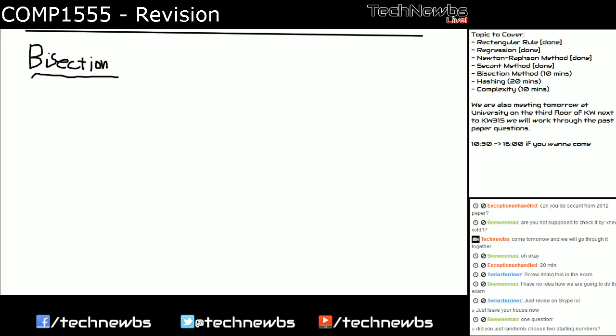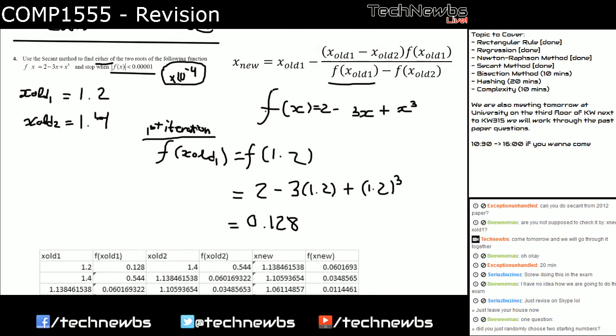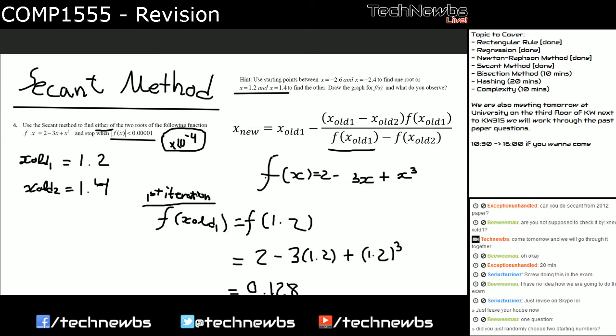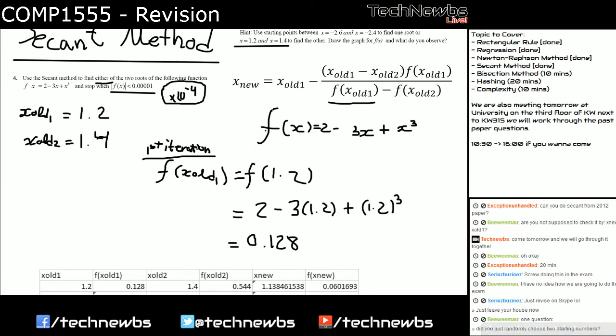Tony asked, did we randomly just choose two starting numbers? Okay, so I chose that question because they're given the numbers. They gave the numbers to me, but I would assume we would have to find them ourselves. But I guess, for something like this, you can do 0 and 1. But for the Secant Method, I think they would always give it to us, because it's a very tedious thing. But if they don't, would you just say to go with 0 and 1? I'm not sure.